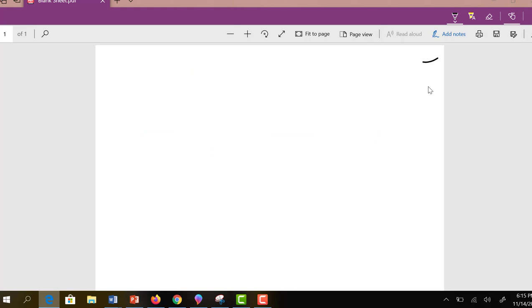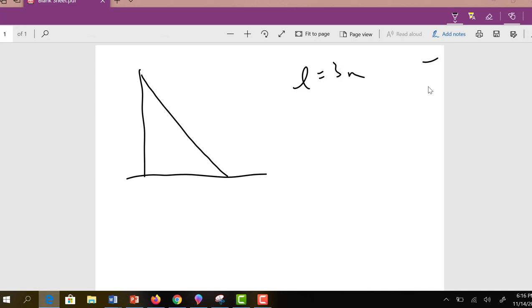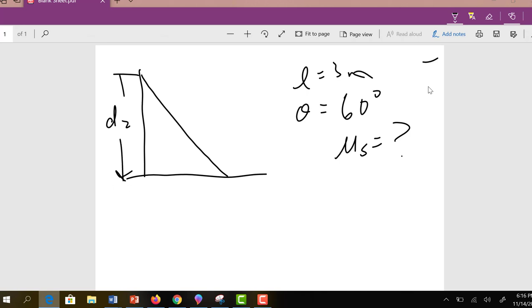Okay, so let me kind of draw the picture out here. So you've learned from these problems that a picture is really important. Here's the ladder on the wall. The length of the ladder is 3 meters. Theta is, in the problem, 60 degrees. And we want to know how much is mu sub s, the coefficient of static friction. And in the previous picture, you saw that this distance was d2. We'll see why that's necessary in just a moment.